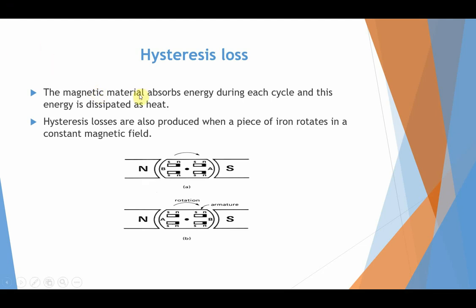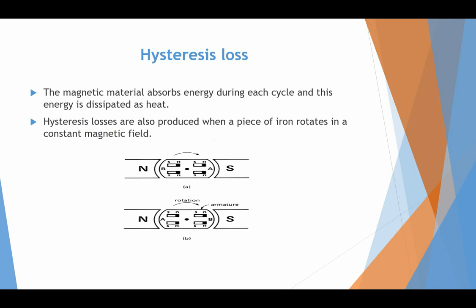The magnetic material absorbs energy during each cycle, and this energy is dissipated as heat. Magnetic material means the iron core in the transformer or in the machine. The iron is used as an armature. Hysteresis losses are also produced when a piece of iron rotates in a constant magnetic field, as we are going to study in generators in this course, that is DC motor or DC generator.